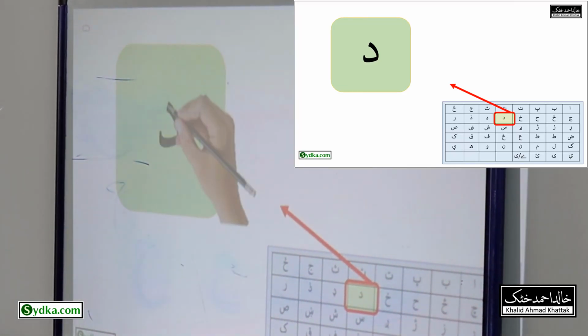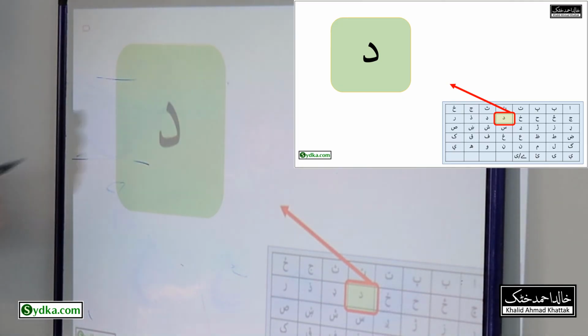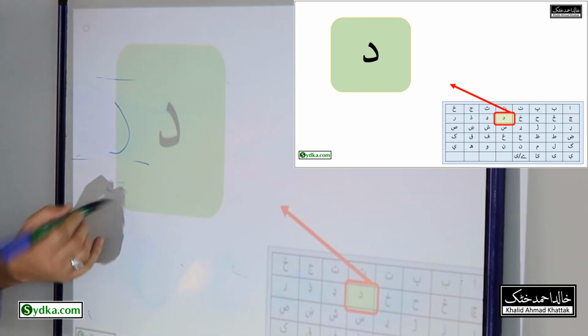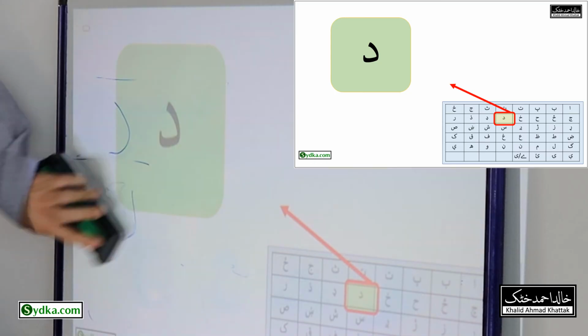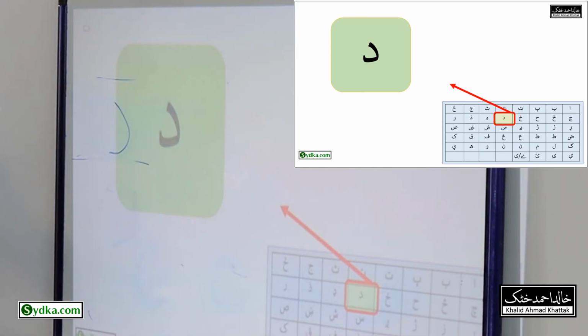Dal. So you start from the top, go to the right, and then come back. Start from here, come back. Okay, so you need to know the difference between this one and this one. That's a bit sharp, and this one is round. And sometimes you get confused with noon as well. I will explain that when we come to noon. And sometimes you get confused with lam.